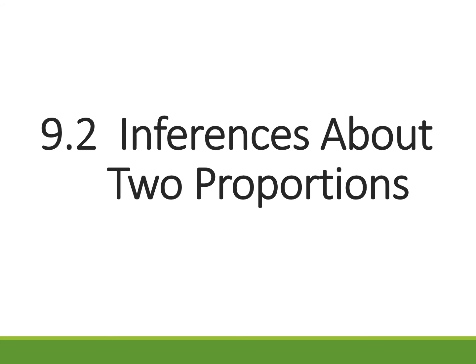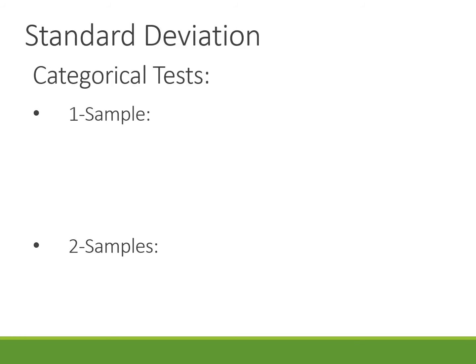In Chapter 9, we'll be continuing with hypothesis testing and also tying back in confidence intervals from Chapter 7. The difference in this chapter is that now we're working with 2 samples instead of a single sample. Now, the main thing that changes when we add in a second sample is the standard deviation.